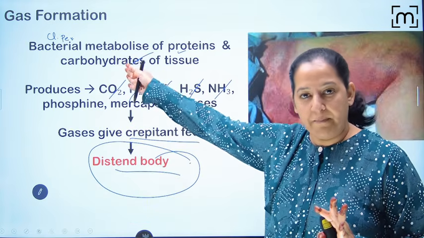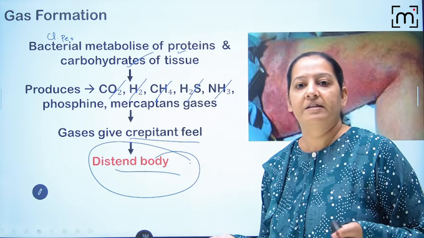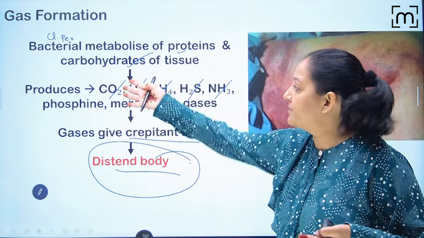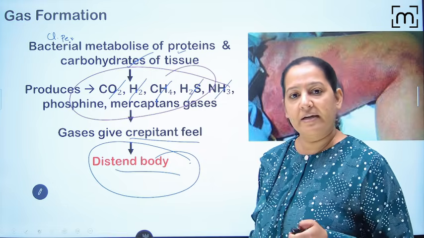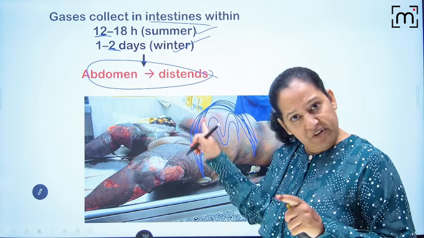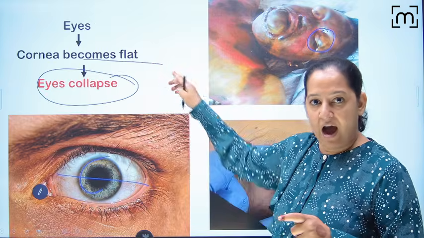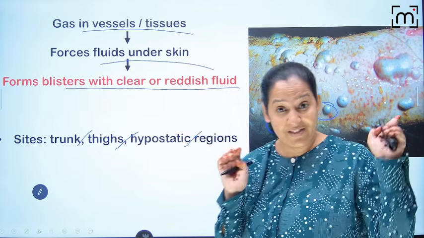It is because of Clostridium perfringens, which is digesting the proteins and carbohydrates and producing multiple gases. There is no one gas. All these gases are produced. That is causing distension of the dead body. So first, only the abdomen distends. Then the eye. Then the blisters on the skin.